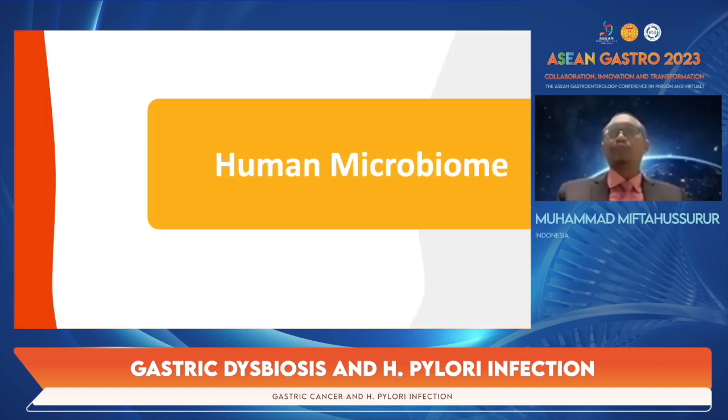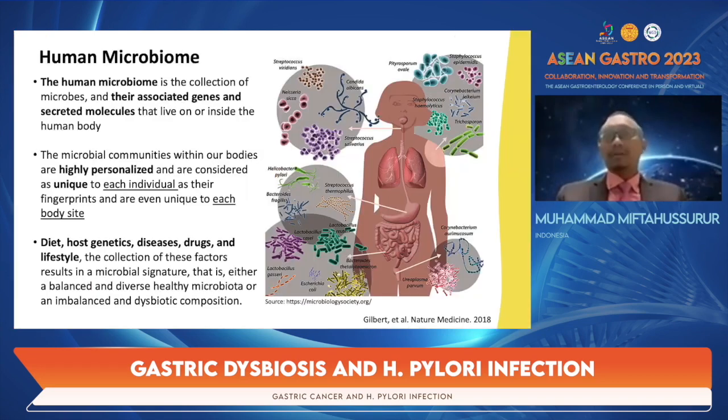First, I would give you an overview of the human microbiome. All of us understand microbiota and microbiome. Each human body contains a personalized microbiome that is unique to each individual. The genera or species of microbiome found in the mouth are different from the microbiome discovered in the esophagus, the stomach, and the intestine. The human microbiome on all parts of the body is interconnected in maintaining human health, and many factors such as diet, host genetics, diseases, drugs, and lifestyle can affect the balance of the microbiota.